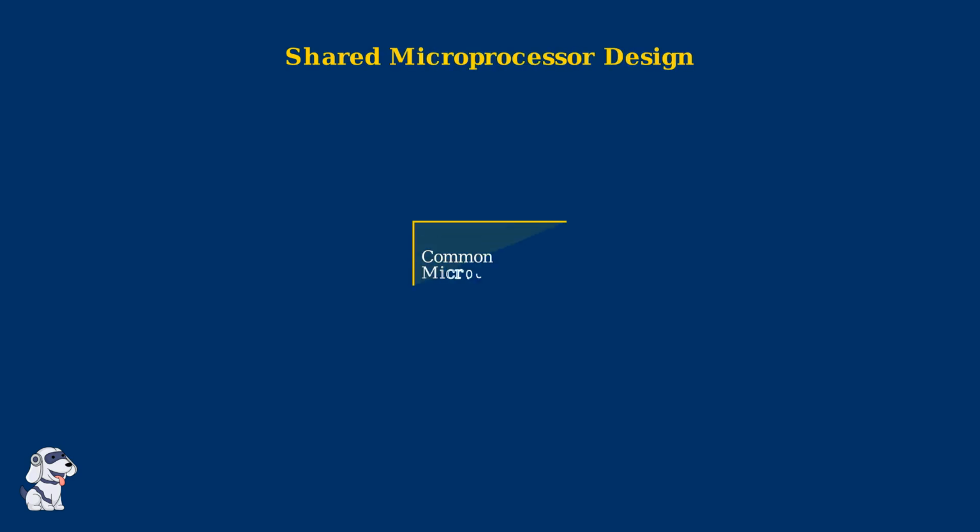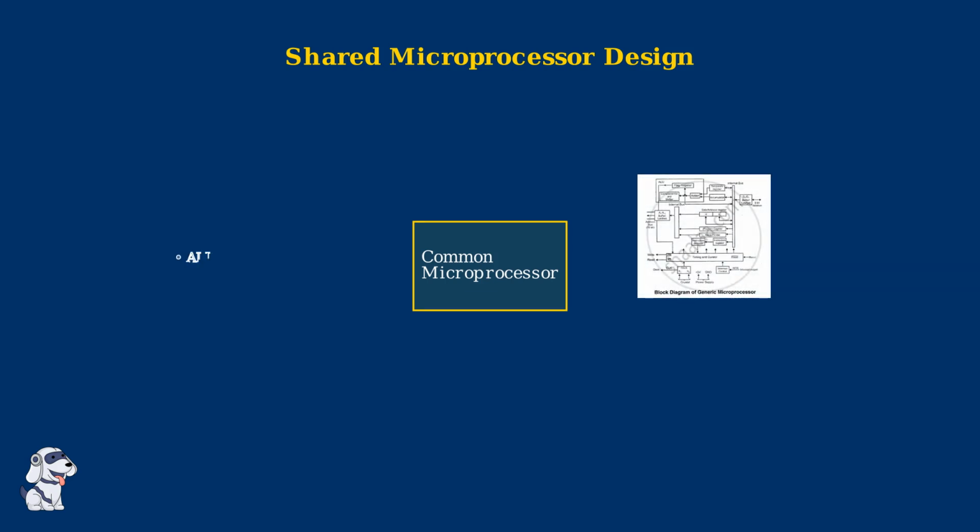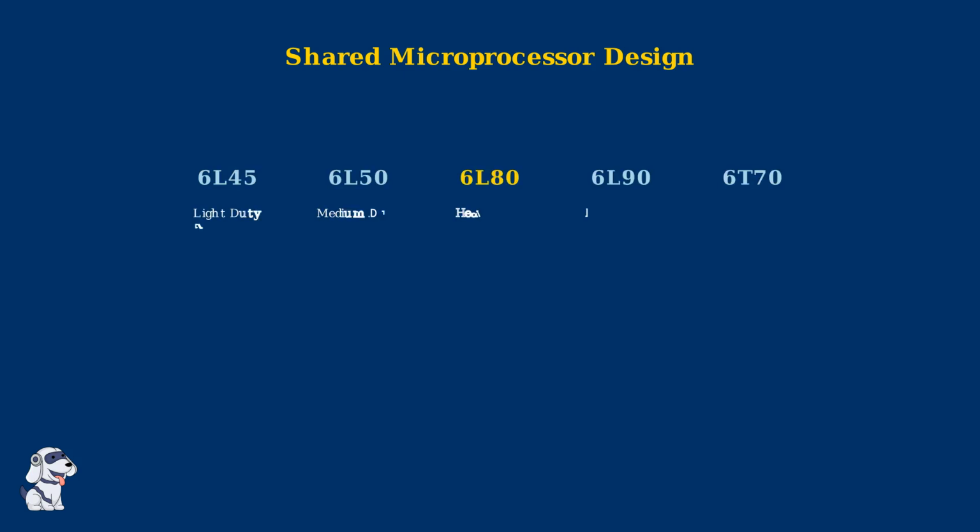Despite the limited interchangeability between different TEHCM units, there's a fascinating commonality that connects them all. Every TEHCM uses the exact same microprocessor design. This shared microprocessor serves as the brain of the TEHCM, containing all the essential components needed for processing transmission control signals across multiple GM transmission families. The transmission families that share this common microprocessor include the 6L45, 6L50, 6L80, 6L90, and 6T70. Each represents different applications and torque capacities, yet they all rely on the same fundamental processing architecture.